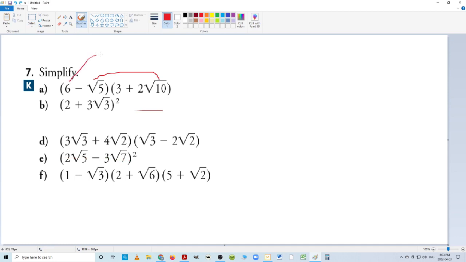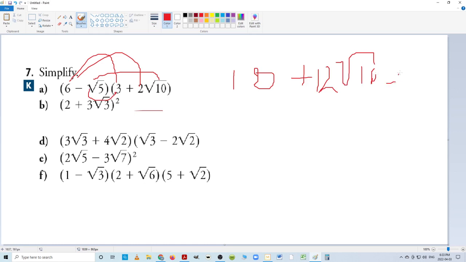So a lot of them is, what's 6 times 3? It's 18. What's 6 times 2 times square root of 10? It's 12 square root of 10. What's minus 5 times 3? It's minus 3 square root of 5. And then finally, what's negative 5 times square root of 10? It's negative square root of 50.